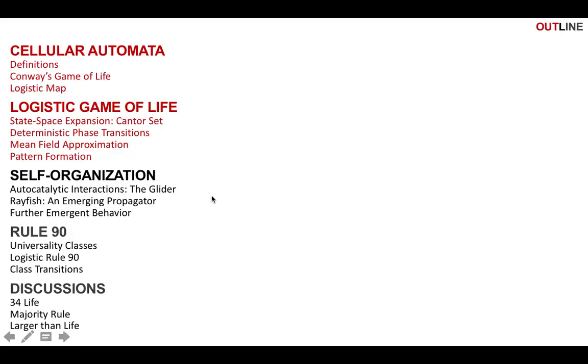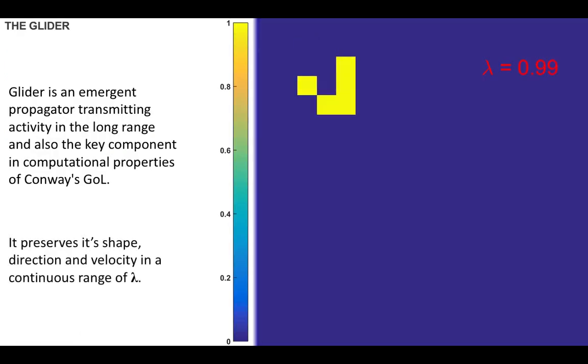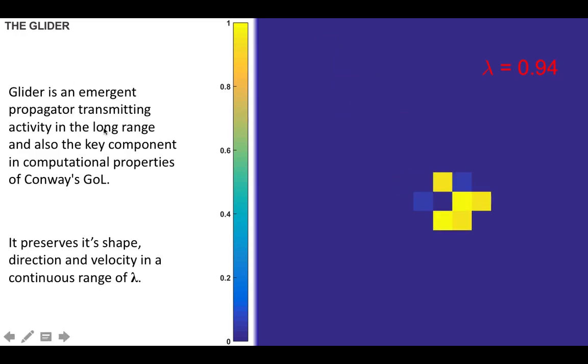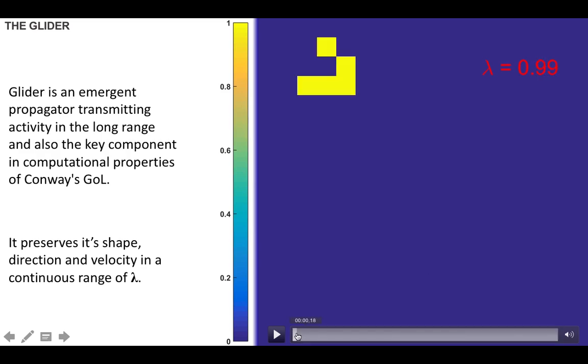So basically the main part of this talk is sort of over. Now we go further with self-organization. So a glider is an emergent propagator transmitting activity in the long range, and also the key component of the computational properties of Conway's Game of Life. And you can see what happens to the glider when you change lambda.